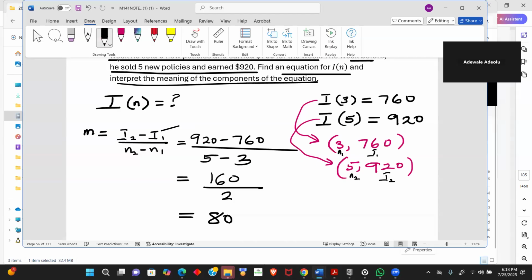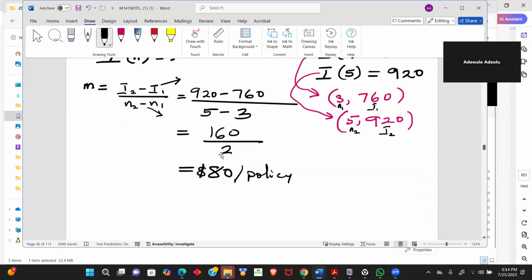This is in dollars, and this is in policy. So that is $80 per policy, right? So that is the slope, the rate of change.